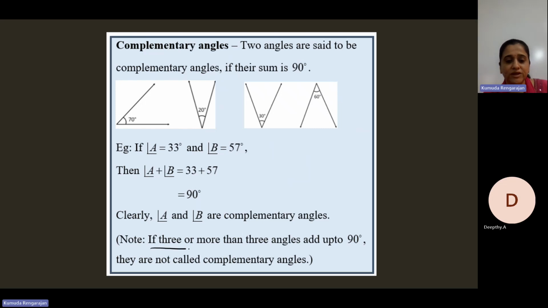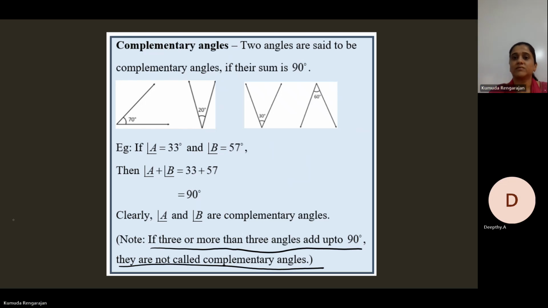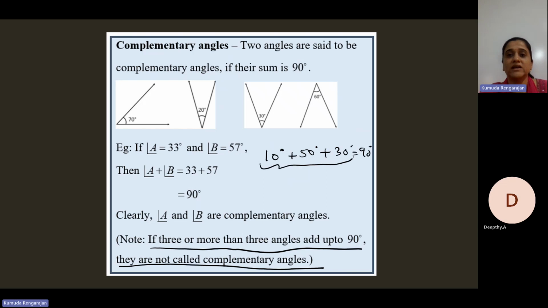See here, if three or more than three angles add up to 90 degrees, they are not called complementary angles. If there are three angles, 10 degrees plus 50 degrees plus 30 degrees, that is 90 degrees. So you can't call these three angles complementary angles. The term complementary is not applied for three or more than three angles. It's for exactly two angles.